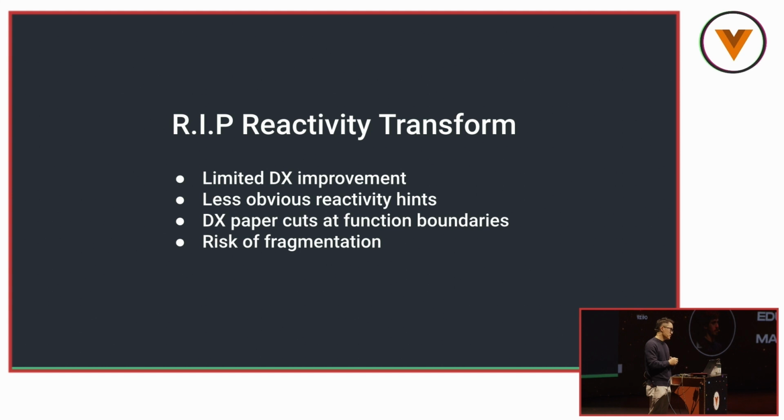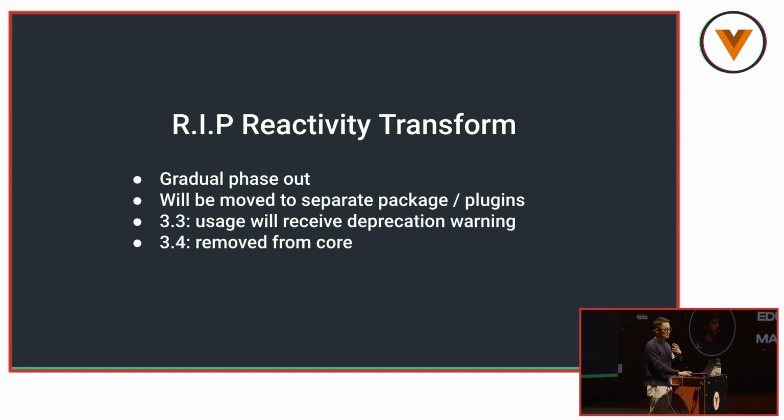Considering all these considerations together, and with discussion with the team, the team has essentially unanimously agreed to drop reactivity transform. It was marked as an experimental feature, so if you have been using it in production, it won't suddenly break. In 3.3, you will start receiving a new warning telling you that you are using an experimental feature that has been deprecated, and you should start migrating away from it, or start using a new package which we will provide.